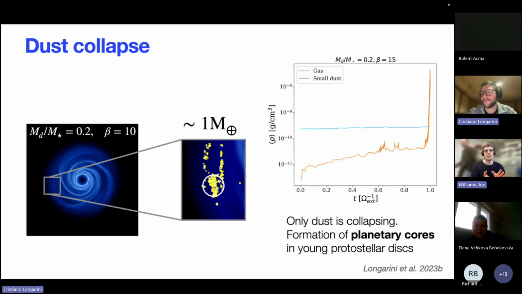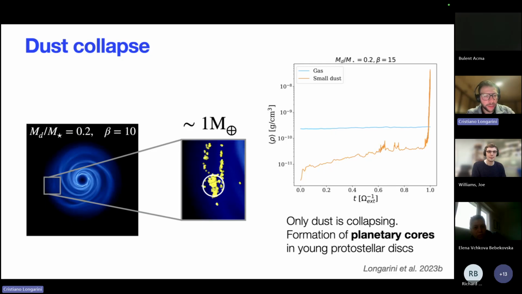Can you, in a single simulation, form multiple of these cores? And is it possible for these cores to collide later and form a larger planet? Yes, so in my simulations, what happens is that the simulation stops at the formation of the first core because of my stopping time calculation. The idea is that the stopping time is inversely proportional to the total density. And so this means that if we collapse in dust, the stopping time goes to zero, and the simulation is not able to deal with this.